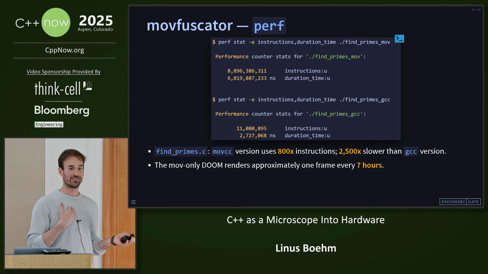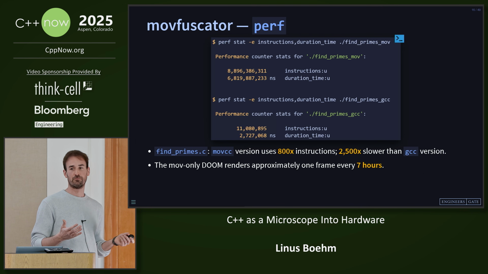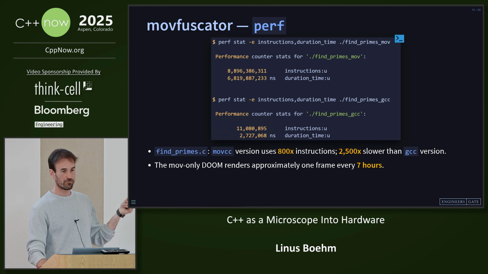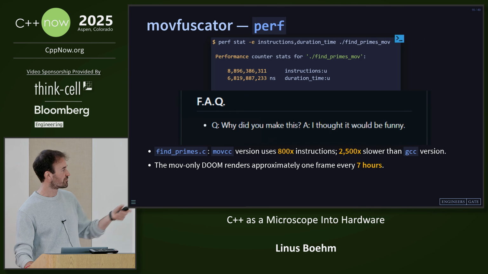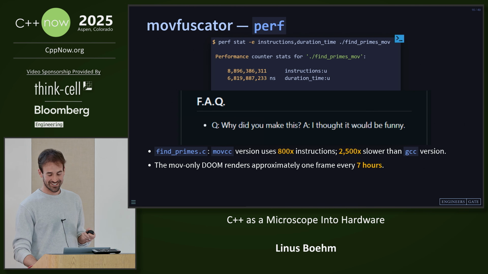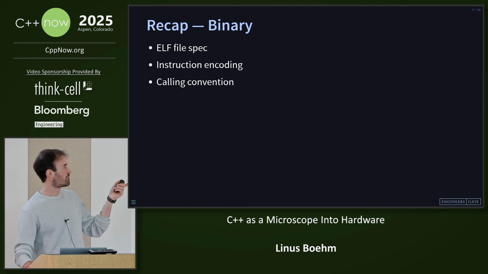And my question then was, why would anyone go through the trouble and write a whole compiler that no reasonable person would ever use? Luckily, there's a FAQ on the GitHub with one question and one answer. The question is, why did you make this? And the answer is, I thought it would be funny. I have to agree.